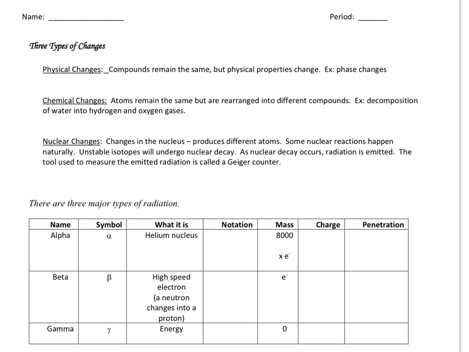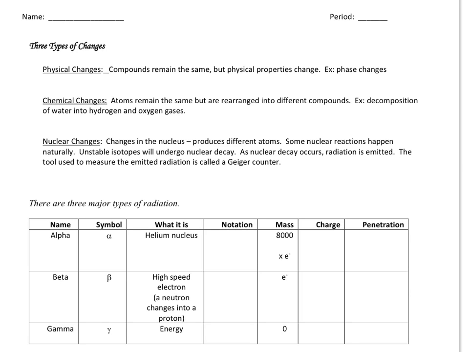Today we're going to talk about Chapter 25, Nuclear Changes. So please flip in your packet to this page where it says 3 types of changes. So in general we have 3 types of changes. We have physical changes, chemical changes, and nuclear changes.